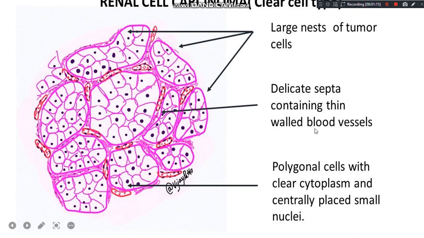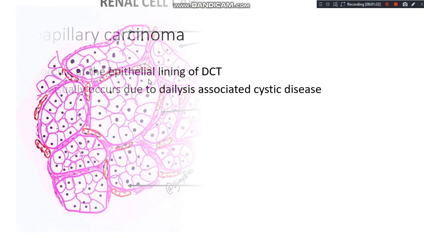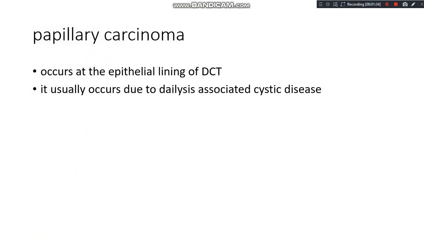So these blood vessels are present here. Okay, then you can see here polygonal cells are another characteristic feature of this clear cell carcinoma, and the nucleus is present in the center and the cytoplasm is loaded with the granules and lipids. Okay, then we have papillary cell carcinoma.